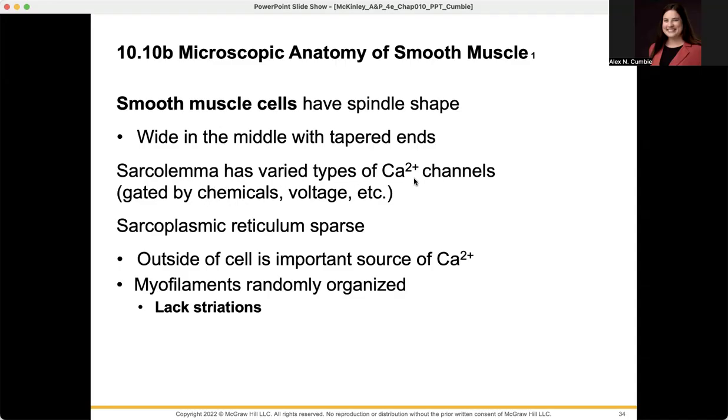They still have a sarcolemma, which has a lot of different calcium channels on it because we need to make sure calcium makes it inside the cell in order to start the muscle contraction, just like we've seen for the others. But their sarcoplasmic reticulum, that structure inside skeletal muscle and cardiac muscle cells, which stores and releases calcium, is not really present in smooth muscle. So they really do need all these different calcium channels to make sure that we can contract smooth muscle by having calcium enter the cell one way or another.